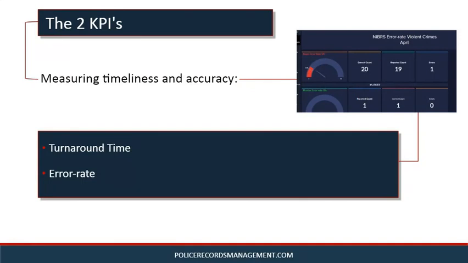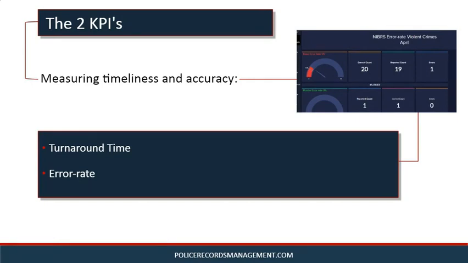If you're not familiar with the concept of KPIs, it's just a stat. It's a sort of monthly measure that is tracking something for productivity purposes, maybe, or for performance purposes, or for accuracy. And for us in records and in police work, the two KPIs are turnaround time and error rate.